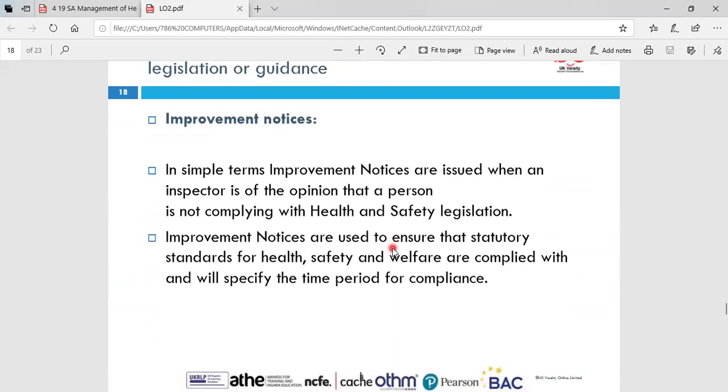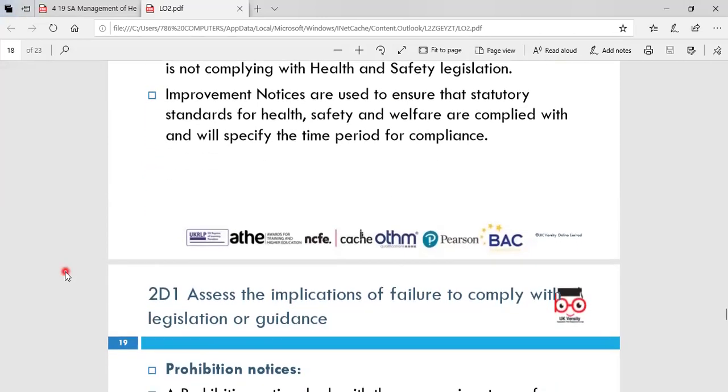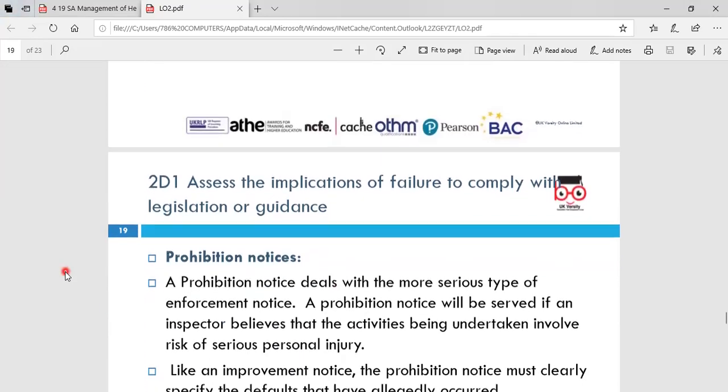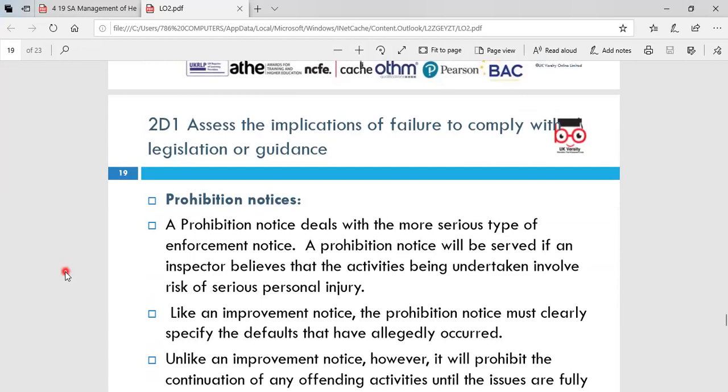Then you have improvement notices. In simple terms, they're issued when an inspector is of the opinion that a person or an organization is not complying with health and safety legislation. They'll give an improvement notice, which is used to ensure that statutory standards for health and safety and welfare are complied with, and will specify the time period for the compliance. So they'll give you a time bracket within which these changes are expected from you.